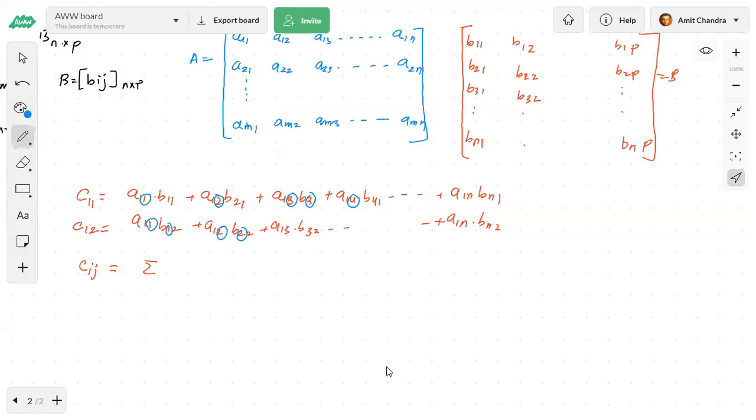Sorry, this is 2. This is 2. A12, B, sorry, A1. Yeah, this is correct. So this is also the same: A11, B12, A12, B22, and so on. So if I have to write in general how we multiply two matrices, I can simply write sigma of.